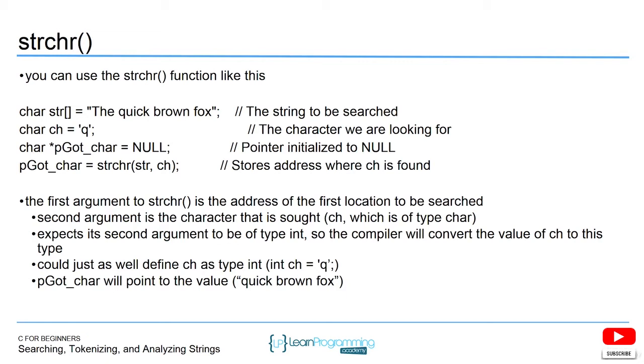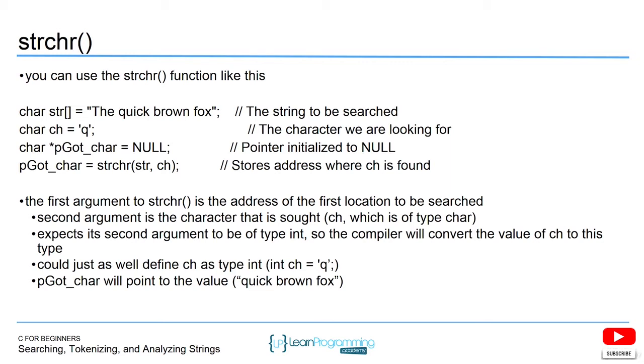So the first argument to strchr is the address of the first location to be searched. That's the search string. The second argument is the character that is sought, the character that you want to look for, a single character. It expects the second argument to be of type int. So technically, the second argument takes an int, but the C compiler will automatically convert the char to an int. It will get the ASCII value essentially. So you could actually define the Q, instead of a single char, as an int. That's just more of a technicality that I wanted you to know about.